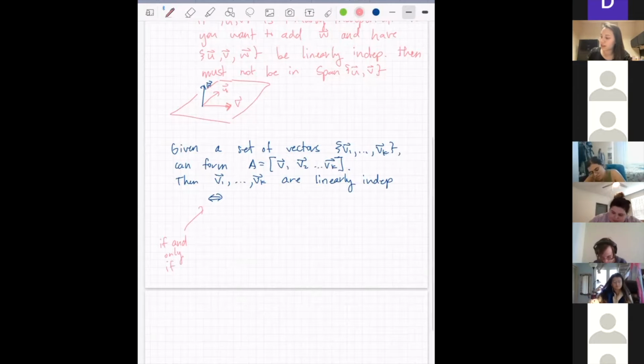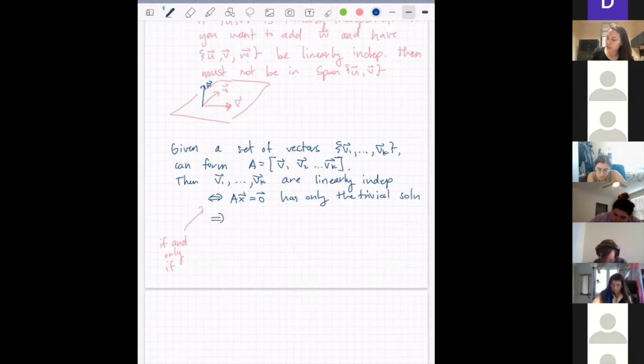So I'm saying that this statement is equivalent to what I'm about to write next, which is that Ax = 0 has only the trivial solution. So this is really similar to how we defined linear independence. The next thing that I write is actually the more useful thing. When I write this again, I mean that all of these things are equivalent. So hopefully that part's clear.